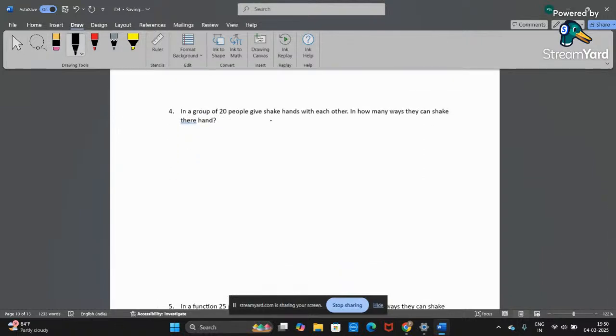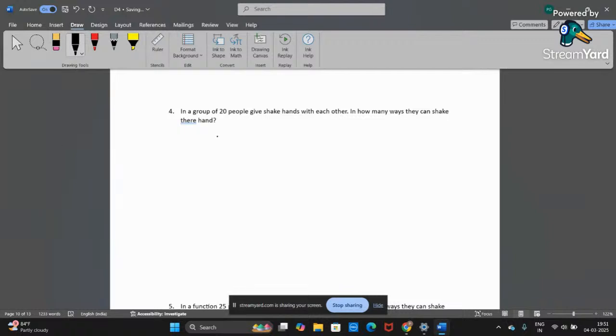In a group of 20 people, 20 people shake hands with each other. In how many ways can they shake their hands? At a time, a person can shake hands with one other person. That means two people can shake their hands at a time, right?